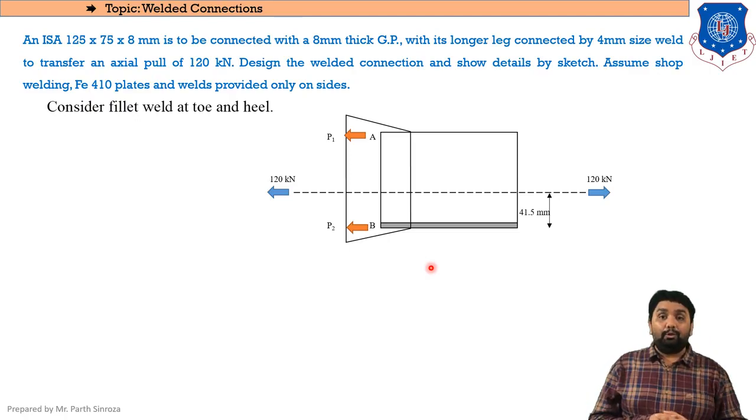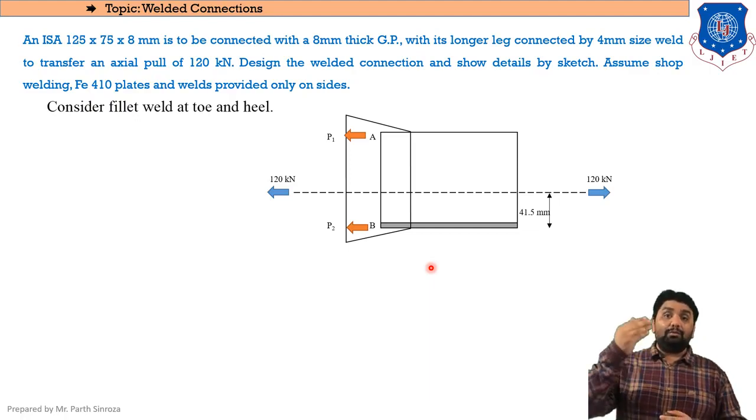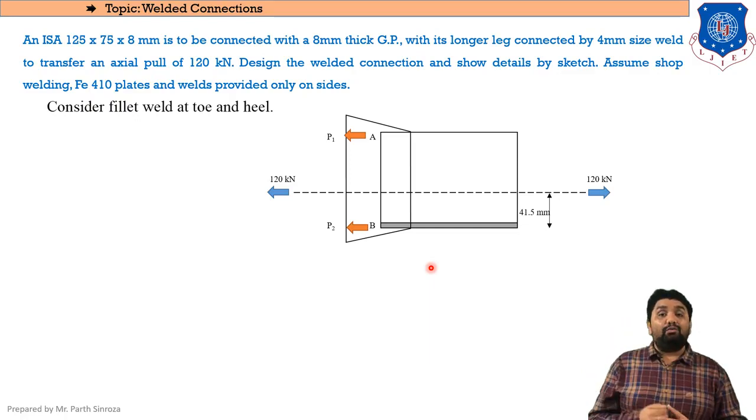Now keep in mind what to do when ISA sections are given. The total load acting on the section was 120 kilonewton. But as 120 kilonewton is not at the center of the plate, the length of weld won't be directly considered to be half. So we need to find how much load is applied at which side.